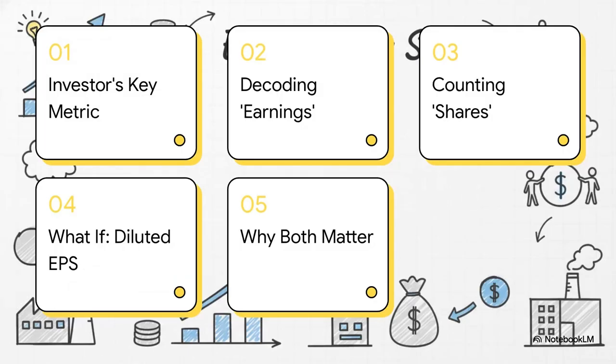So here's our game plan for breaking this all down. First, we'll talk about why we even need a standard in the first place. Then, we are going to dissect both parts of that formula, the earnings and the shares. We'll also dive into the very important what-if scenario of diluted EPS. And finally, we'll see why you really need both numbers to make smart investment decisions.